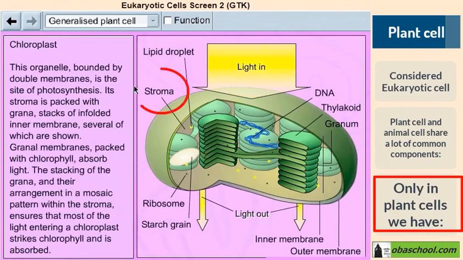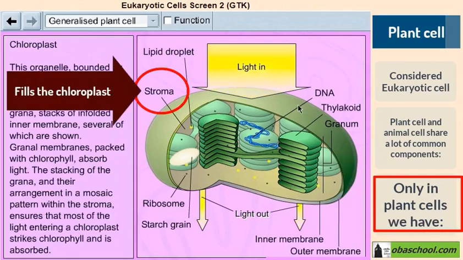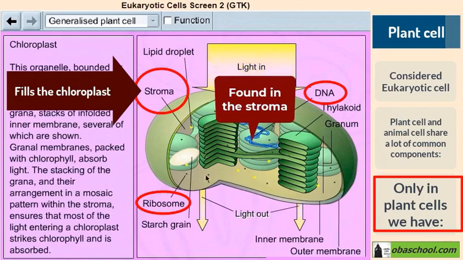In addition, we have the stroma. The stroma is a substance that fills the chloroplast. And we have the ribosome and the DNA that are found in the stroma.